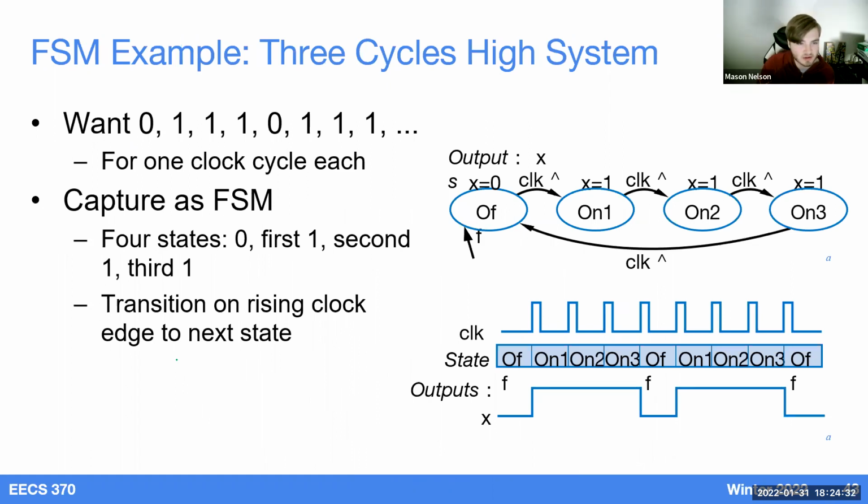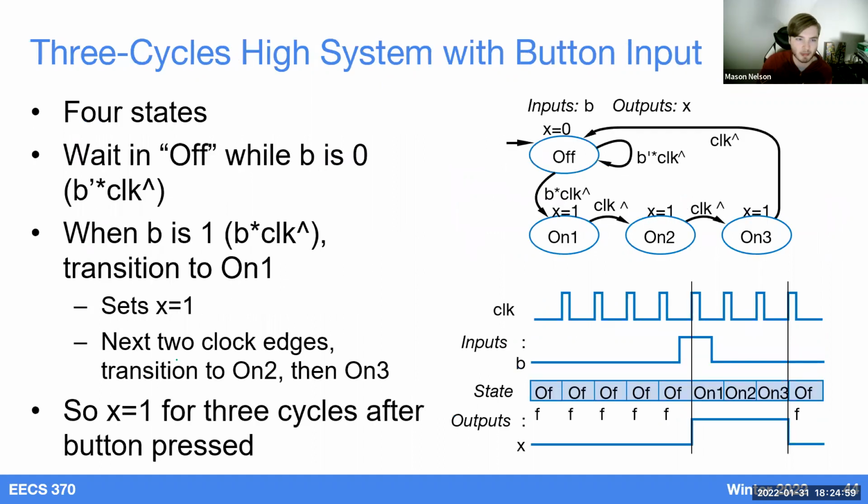Let's see. So we have another example here. We want an output to be a 0, and then we want it to be a 1 three times. So we can just create another state for each of those bits that repeat. So we have an off state where it's a 0, and then a 1 and a 1 and a 1. And so pretty simple, and it'll just move each time unconditionally on the clock edge. Right.